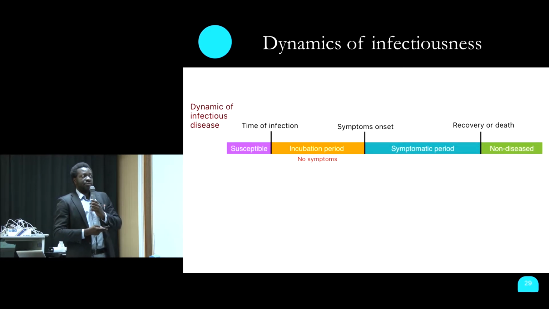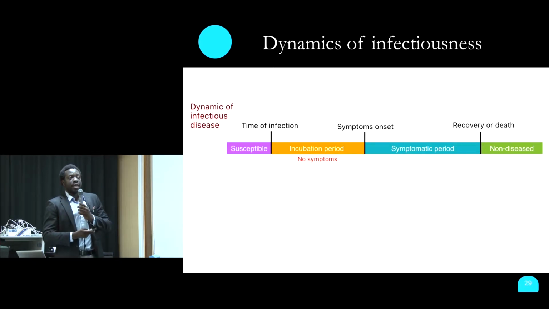Typically, for any infectious disease, we have a period where we are susceptible. We are not yet infected, so this is the susceptibility period. Once we get infected, there is a period that is called the incubation period. This is the period where the bacteria or the pathogen, whatever it is, is developing in the body. The characteristic here is that there are no symptoms. You look well, apparently. Then we have the start of symptoms, which is the symptomatic period, and a recovery or death, depending on the outcome.